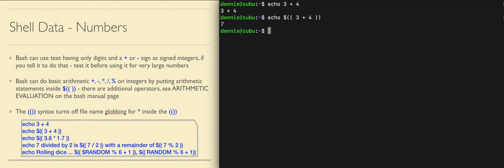It can have positive numbers, it can have negative numbers. Depending on the version of Bash you're running, that number might be a 32-bit signed number, it might be a 64-bit, it might be 63 bits. If you're going to work with very large numbers, you should do some testing to see what happens.